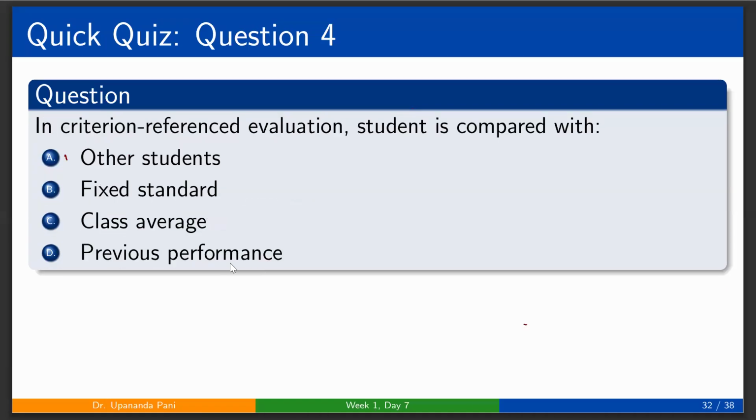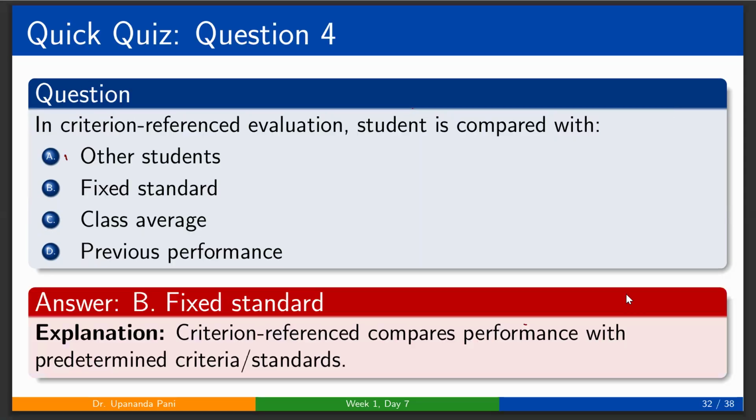Then in criteria reference evaluation, the student is compared with other students, a fixed standard, class average, or previous performance. Chinmay, that's B. Okay, very good. So answer is B, fixed standard. Criteria reference compares performance with predetermined criteria or standards.